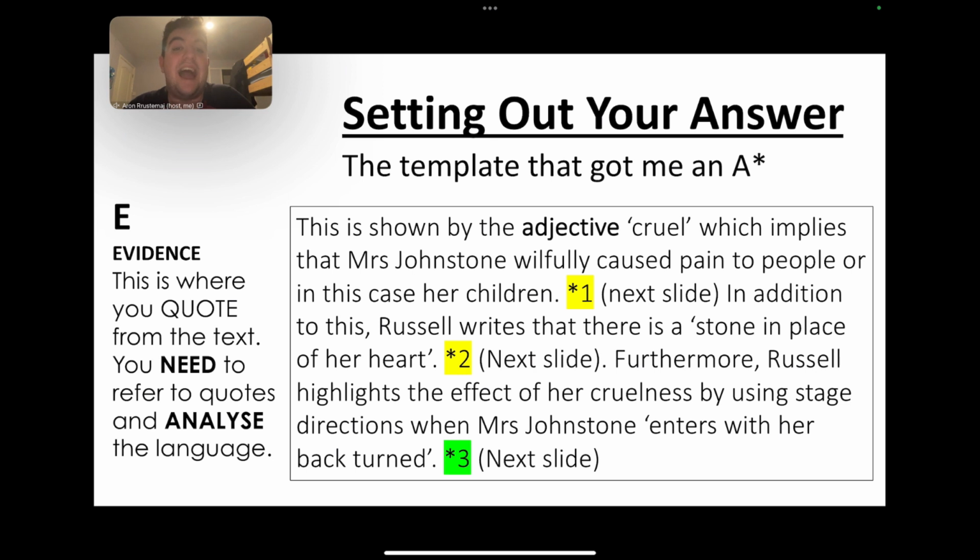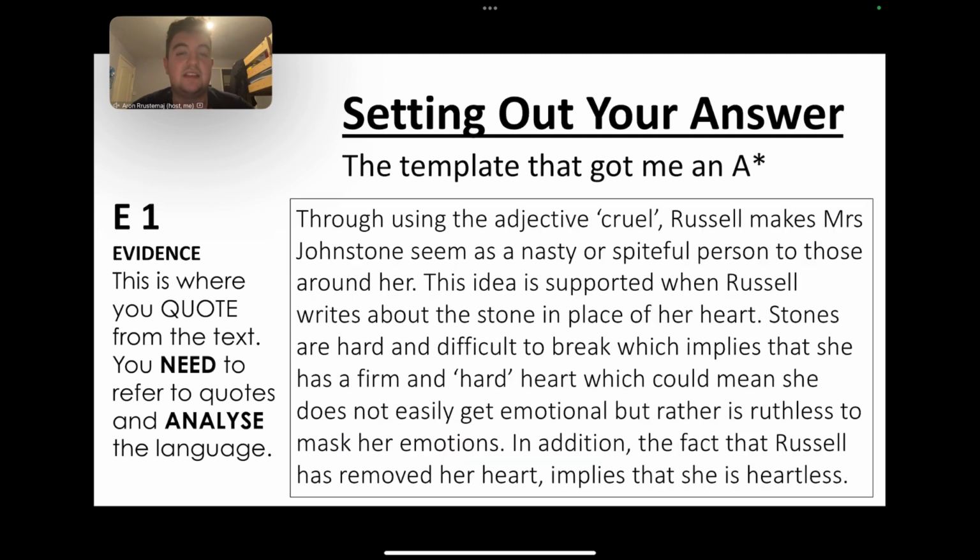Then we've got to look at the evidence. The evidence is when you need to start pulling quotes and different words, different word types from the actual text. And in this example, we've used the adjective and implies. So you want to be using language that shows this is what you think and this is what could be happening. We've got things like the quote, stone in place of her heart. And again, with the adjective, that's the language analysis marks being hit. And I'm going to show you a final answer to this section.